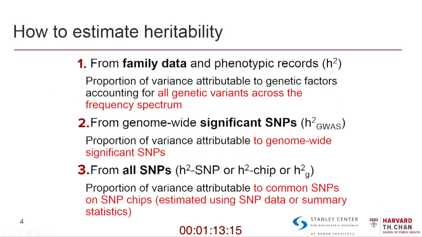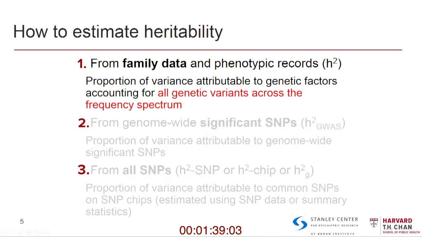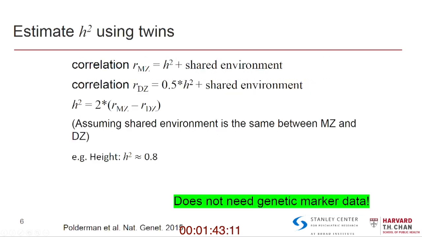So, how to estimate heritability? There are three ways to measure heritability. In the past, before genomic technology enabled the assay of large-scale genomic variance in the genome, people used family data to estimate the heritability. This is able to estimate the proportion of variance attributed to all genetic factors, including all genetic variations across the frequency spectrum. So let's take a look into how this is done. It's actually not very hard.